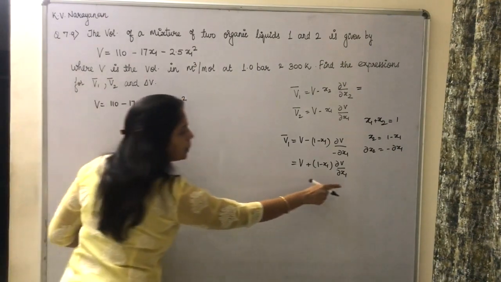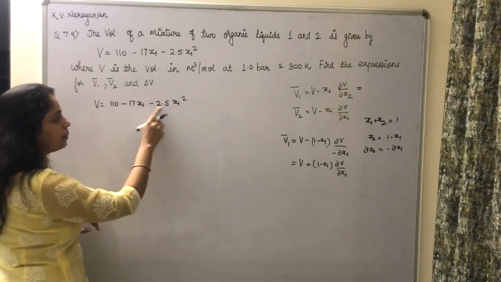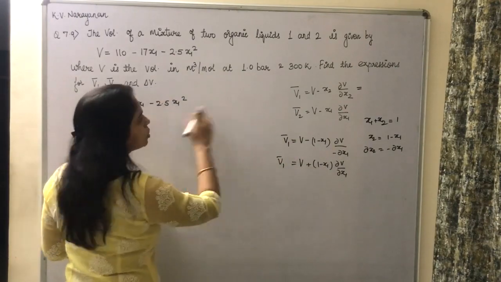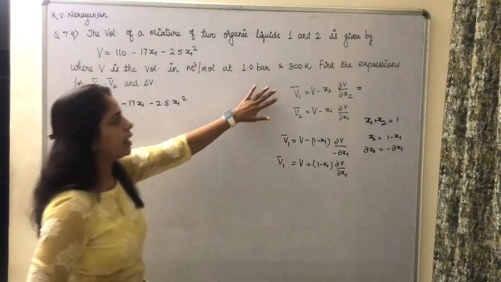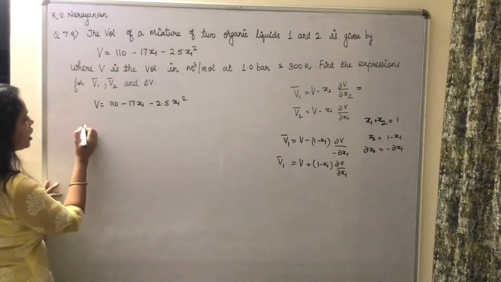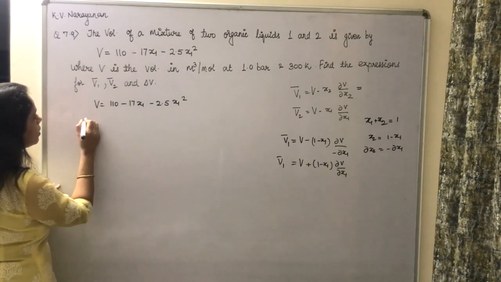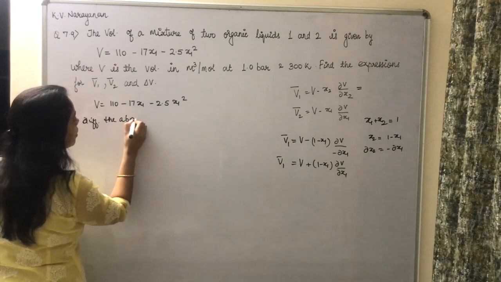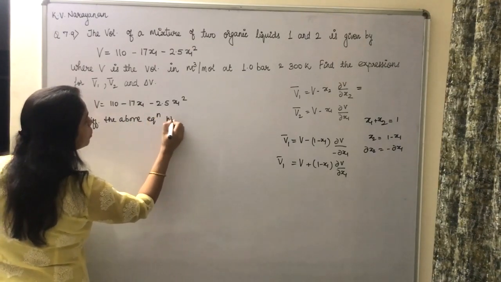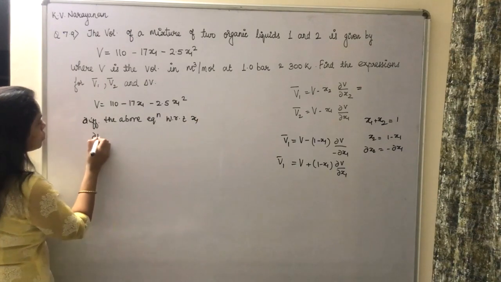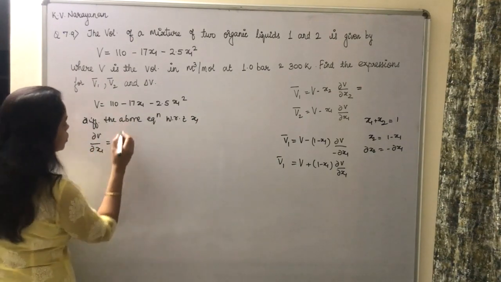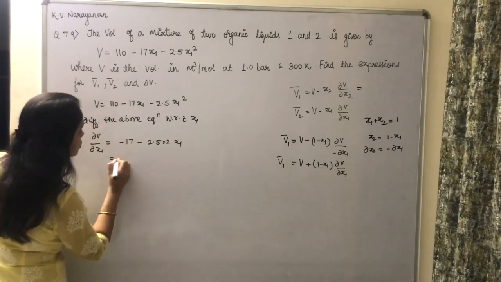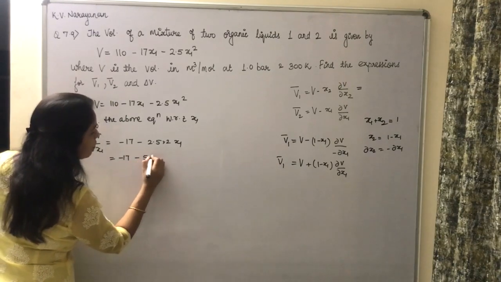Why did we write it in terms of x1? Because here the expression is given in terms of x1, right? That's why we converted V1 bar into x1. If it were x2, we would have taken it the same way. Now differentiate the above equation with respect to x1. So this is 0 - 17 - 2.5 into 2 x1, so this is -17 - 5 x1.